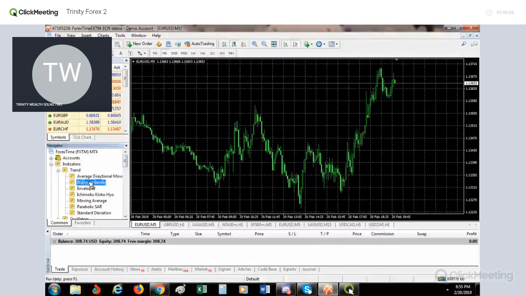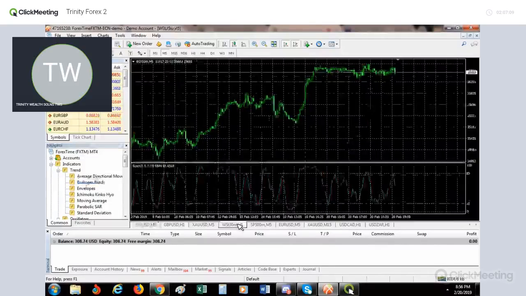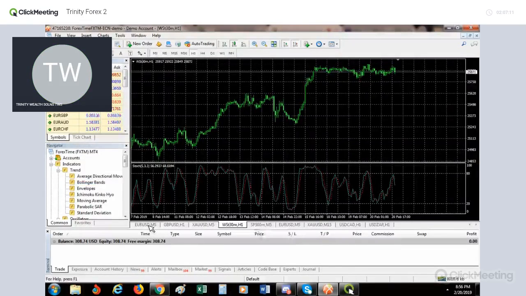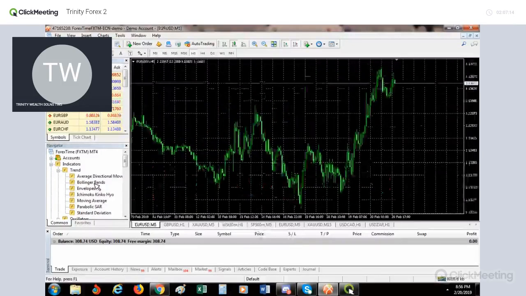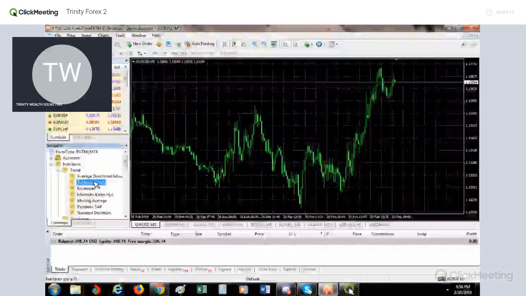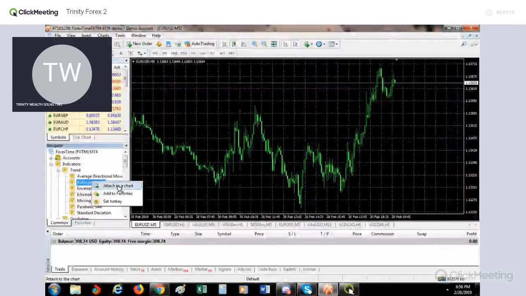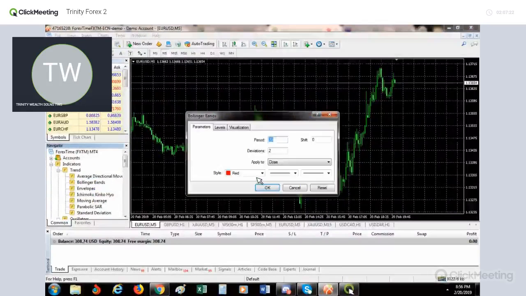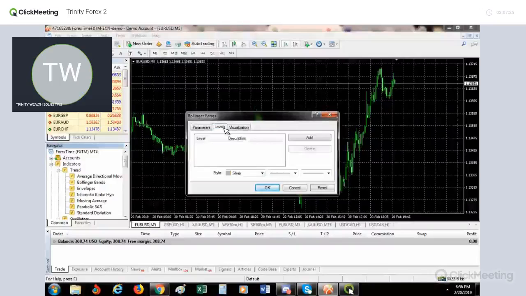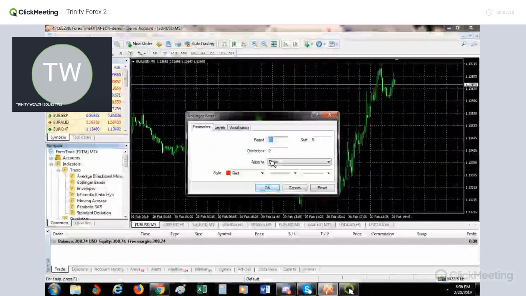So under trend indicators, we have Bollinger Band just below the ADX. Click on it. Just wait for my screen to pop up to be sure we are all there. Good. So you click on Bollinger Bands, right click, attach to chart. You can always change the color if you want. Yeah, but we can have it red.